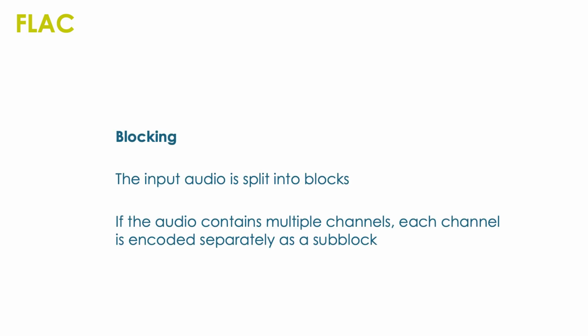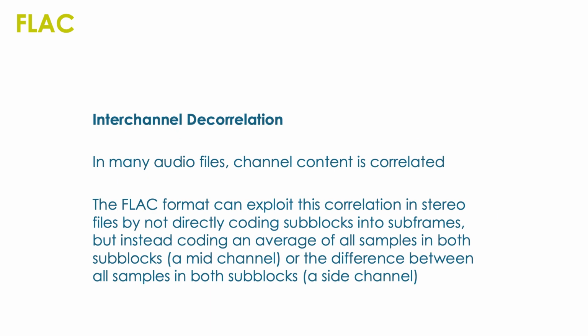Blocking consists of splitting input audio into manageable blocks. The interchannel decorrelation step allows the FLAC format to exploit the fact that in many stereo files, channel content is correlated. This leads to not directly coding sub-blocks into sub-frames, but instead coding an average of all samples in both sub-blocks, or the difference between all samples in both sub-blocks. In the first case, we call it mid-channel. In the second case, we call it side-channel.